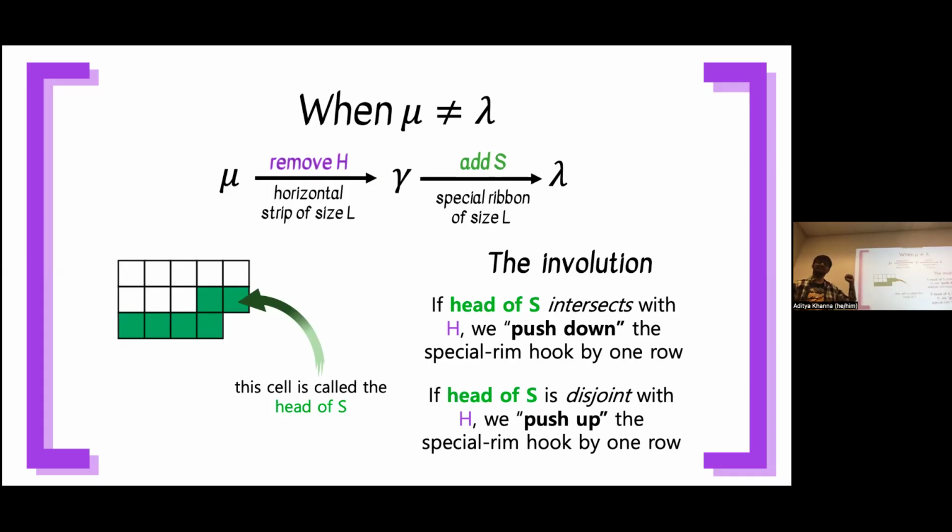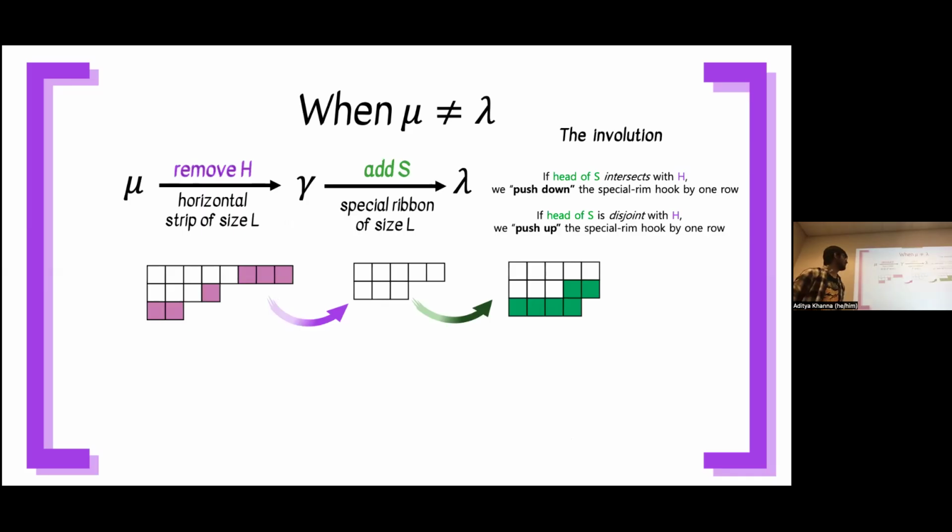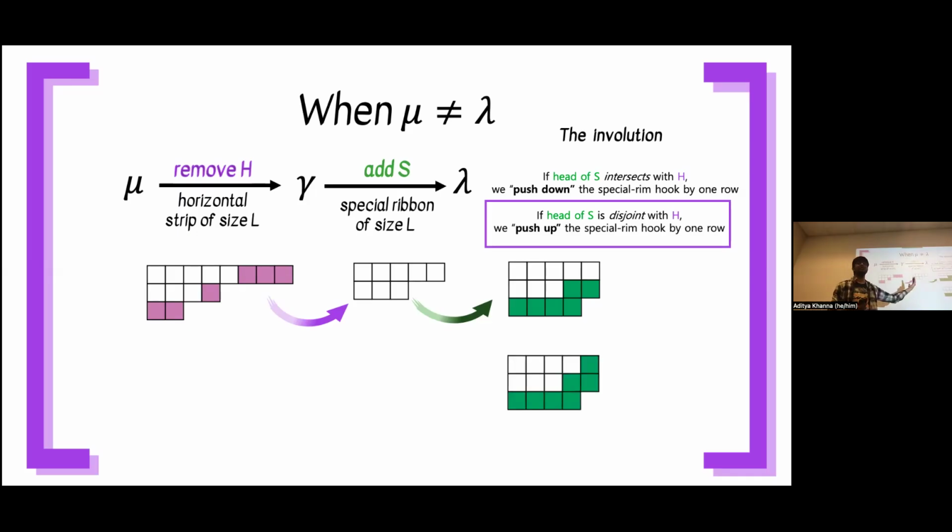I'm going to see, does it intersect with my horizontal strip? There are 1, 2, 3, 4. That's in the 5th position, right? That's where the head is. There are not even 5 here. So that does not intersect with my horizontal strip. So this head, does it intersect with my horizontal strip? It does not. So we are in the second case. And now I push it up, and that means I send it upwards to the next special ribbon that I showed before, and then I sort of pull it back.